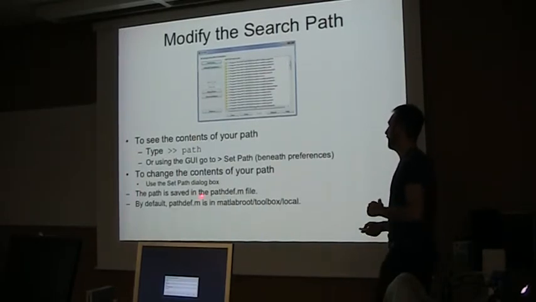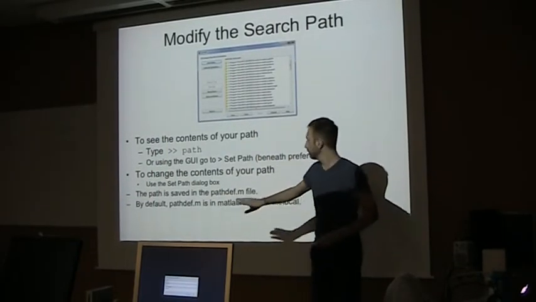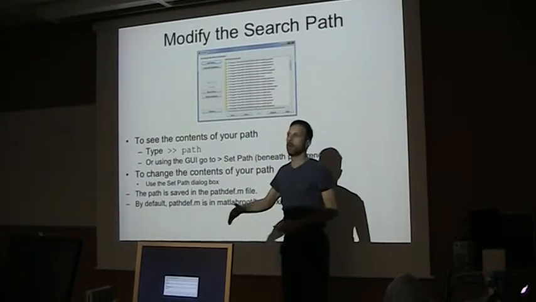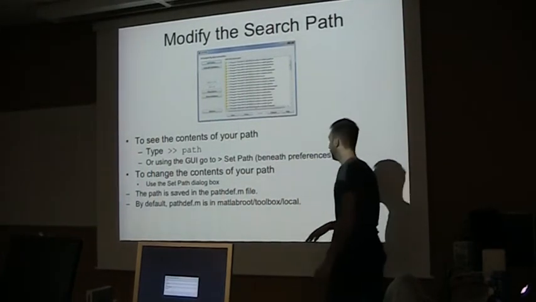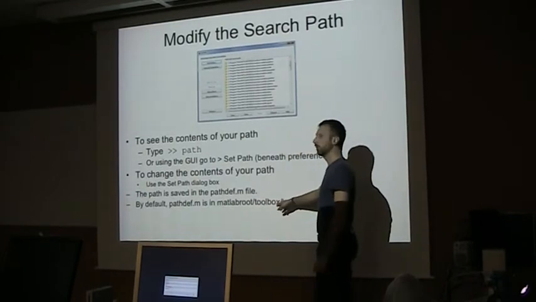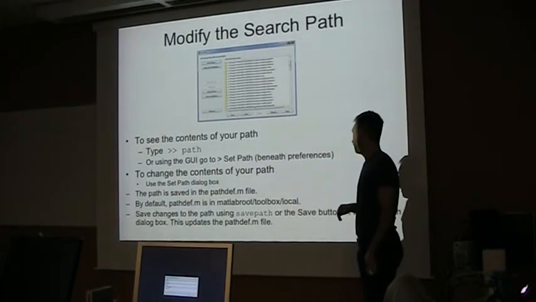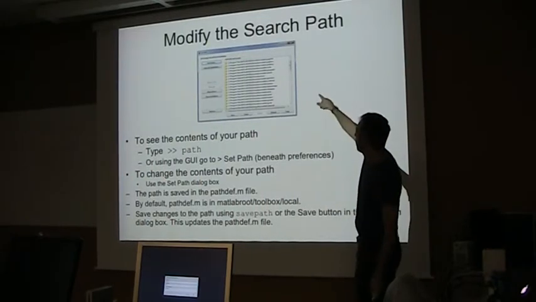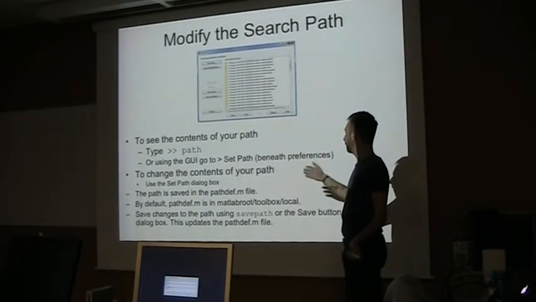You have to know that the path is saved in something called pathdef.m. That's basically a text file containing the list of folders and files MATLAB needs to remember. By default, it should be in matlabroot/toolbox/local. You can move it somewhere else, it doesn't matter. You can save changes to the path using the function savepath, or the save button up here, which is the easiest thing. And this will update pathdef.